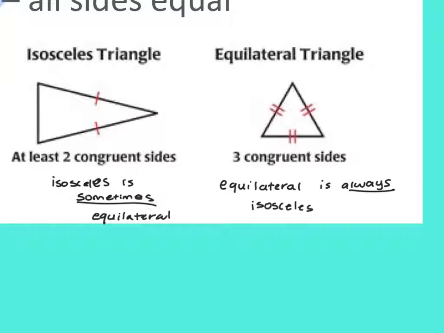Why can isosceles be sometimes? Because isosceles says at least two congruent sides, which means it can be two congruent sides or it can be three congruent sides. If it's just two, then it's only isosceles. But if it's all three, then it's isosceles and equilateral. But again, if you're classifying it, all three sides are the same, the best answer there is equilateral.